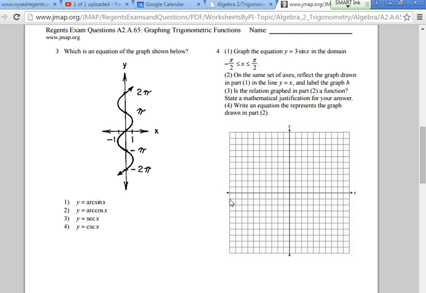All right, look at number 3 here. Well, I'll do another one for you, but this is a good one too. How could we tell which type of graph this is? Graph it in your calculator.